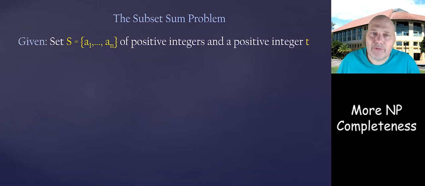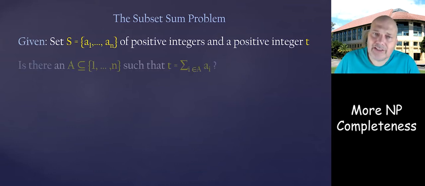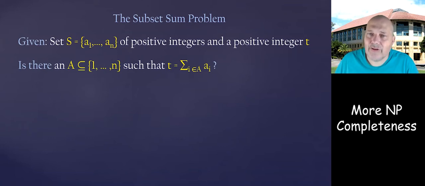So what's the problem? The problem is given a set of positive integers, a1 up to an, and another positive integer t, which is the target, we're going to ask, is there a subset A of the indices 1 to n, such that the target is exactly the sum of all these integers, sum of i in A of a_i. So you have a collection of integers, and you ask whether a subset of them sum up to this target integer t.